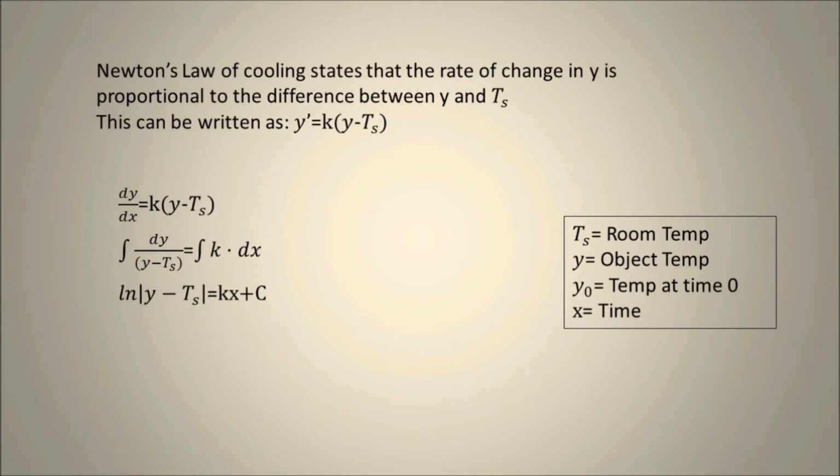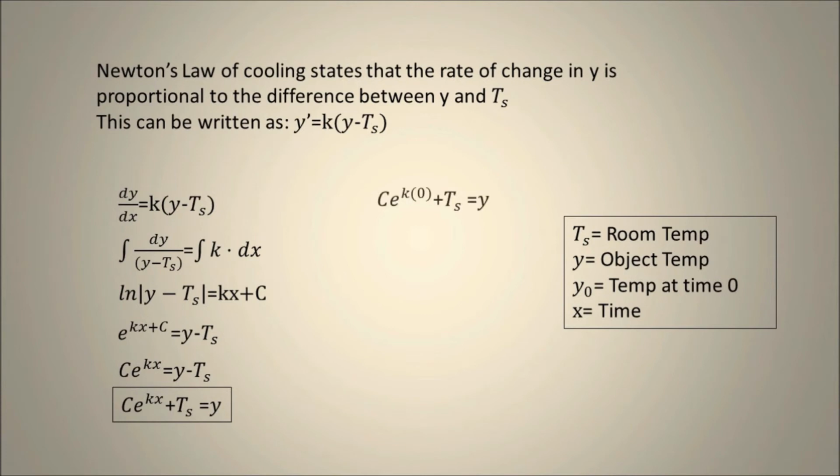Now we need to solve for y. To do this, take e to the kx plus c and e to the ln of y minus t. The natural log and e cancel each other out, giving us e to the kx plus c equals y minus t. We can move c to the front as a constant multiplier. Now add t to both sides. This gives us an equation for y.